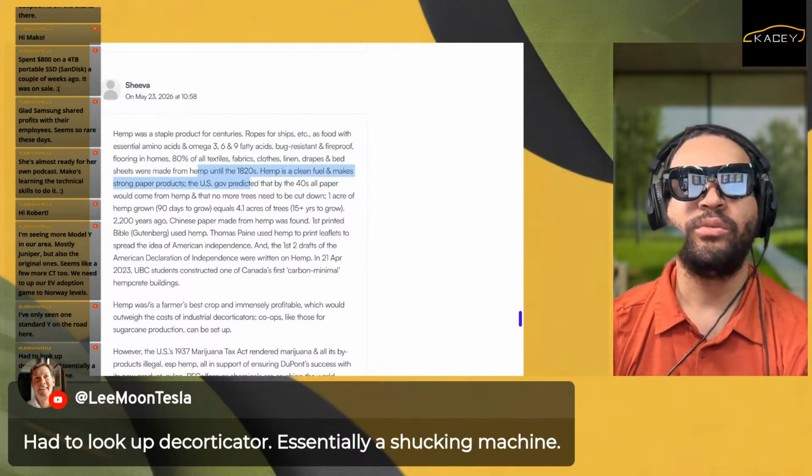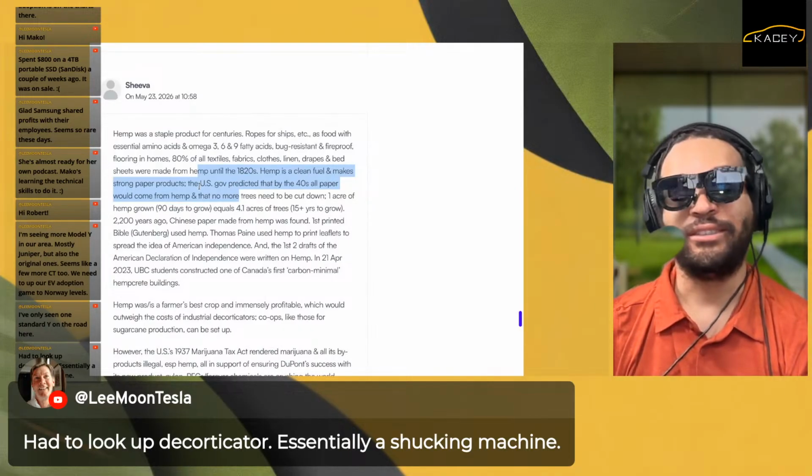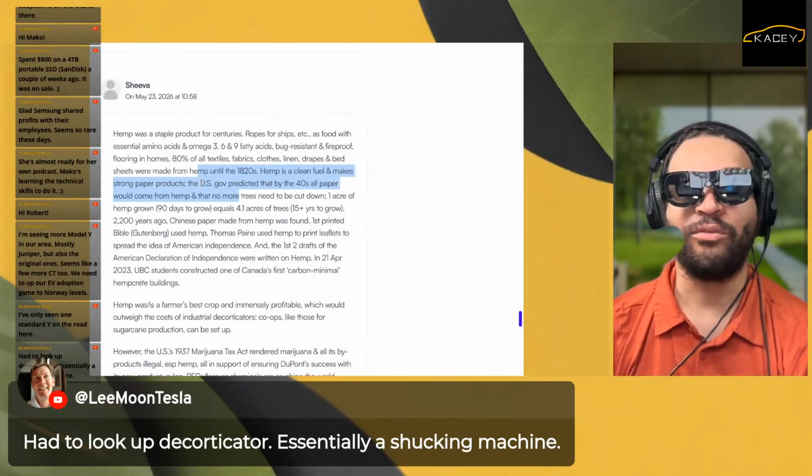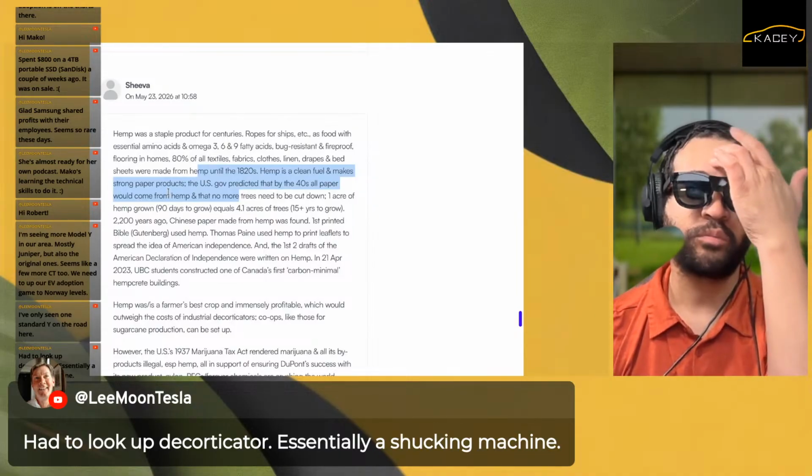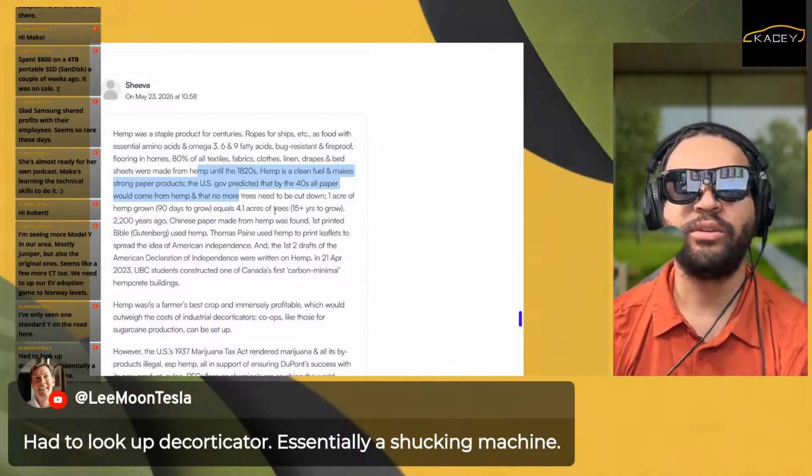Hemp is a clean fuel and it makes strong paper products. In the U.S., government predicted that by the 40s, all paper would come from hemp and that no more trees would need to be cut down. Well, we failed there. 1 acre of hemp grown, 90 days to grow, equals 4.1 acres of trees and 15 plus years to grow.